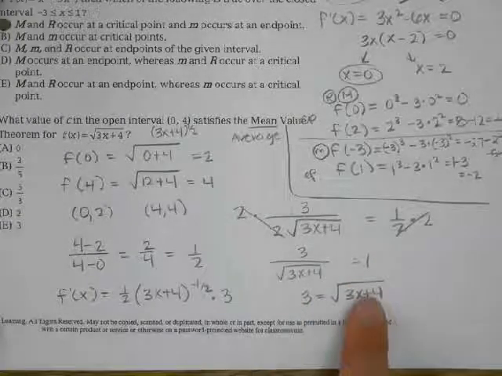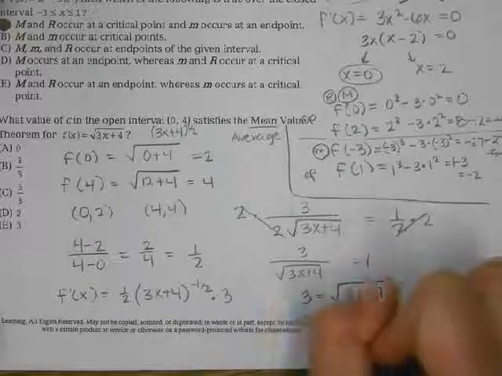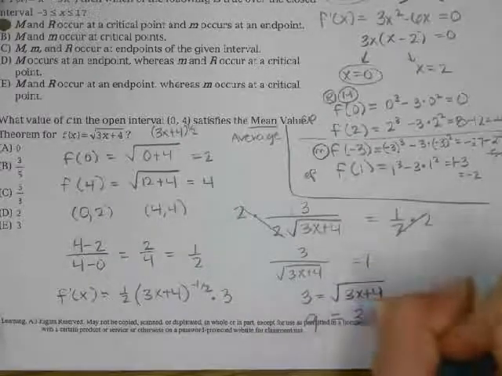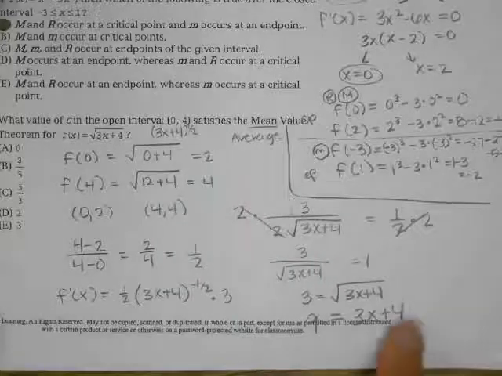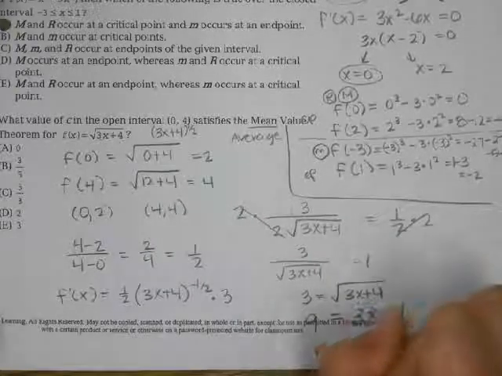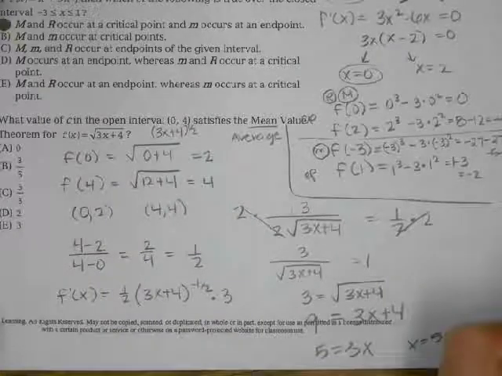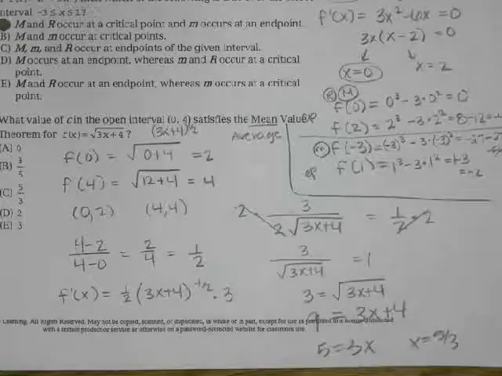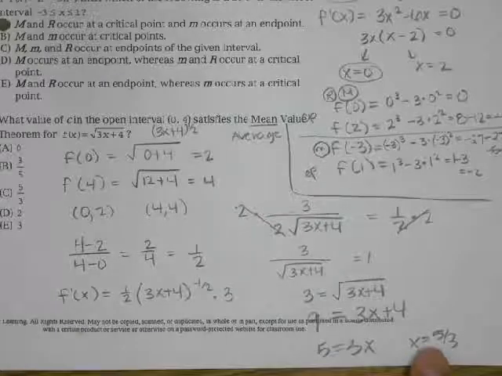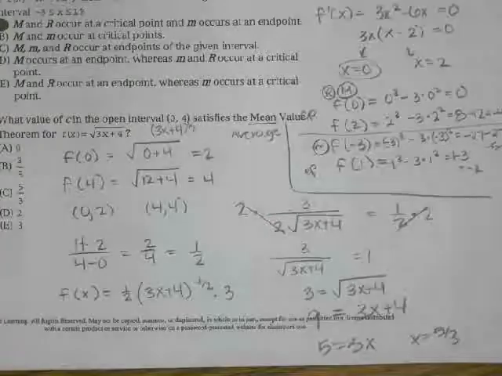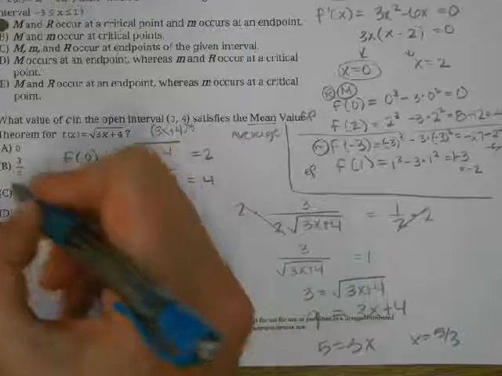And now I can go ahead and square each side. So 9 equals 3x + 4. Minus the 4 over, I get 5 equals 3x. So x equals 5/3. I just want to make sure and double check that this c value is on the interval, and 5/3 is between 0 and 4. And so the answer is 5/3.